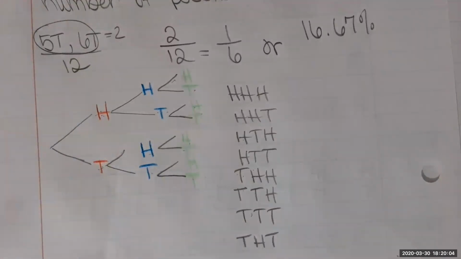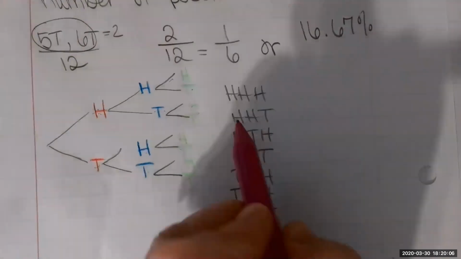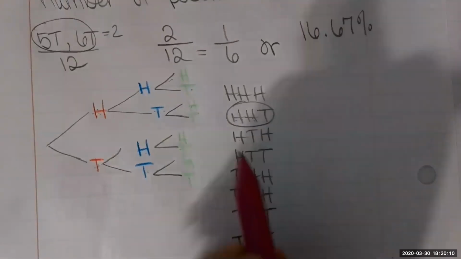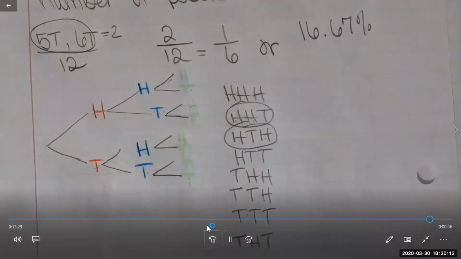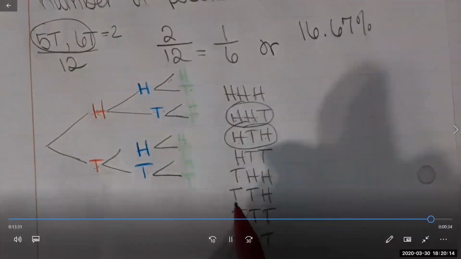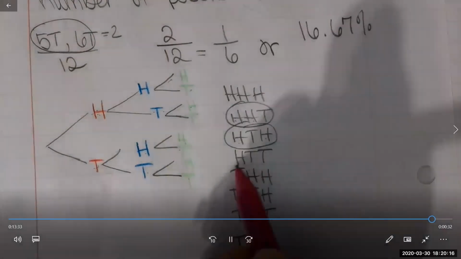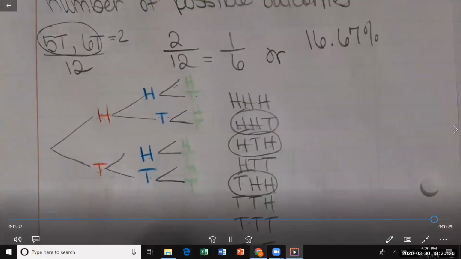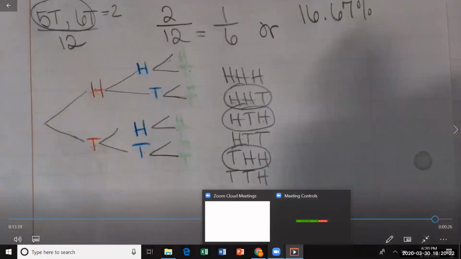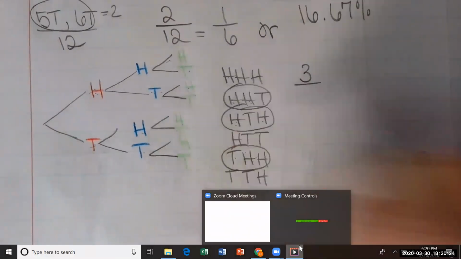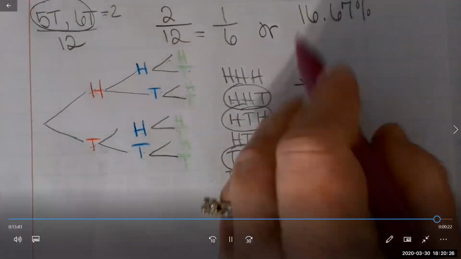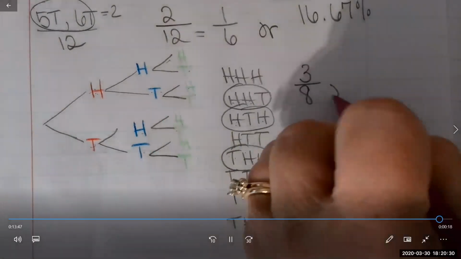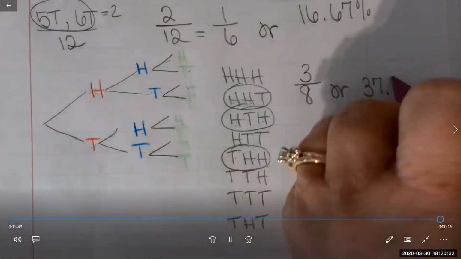All right, so our question is, what's the probability of flipping 2 heads and 1 tail? So 2 heads and 1 tail. So H, H, T. 2 heads and 1 tail. And 2 heads and 1 tail. So the number of favorable outcomes is 3. The number of possible outcomes is 8. So it's 3/8, or 37.5%.